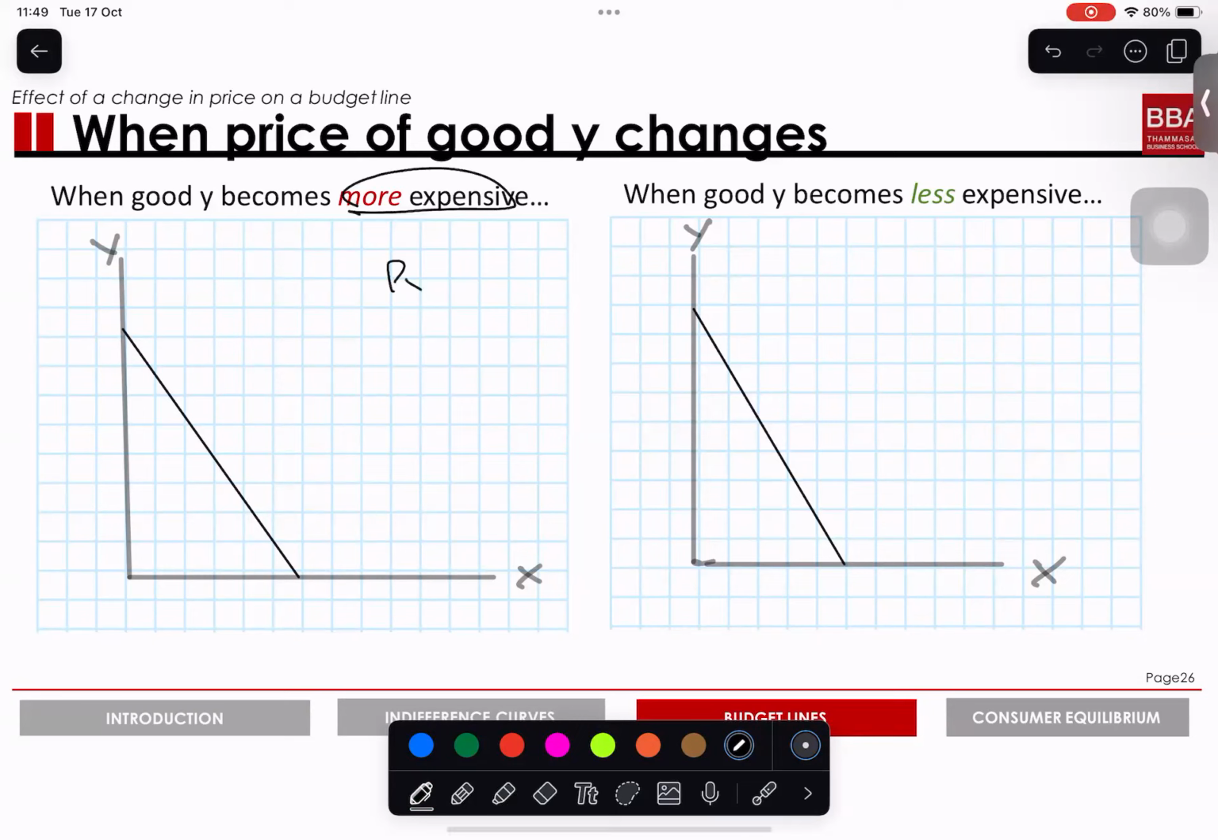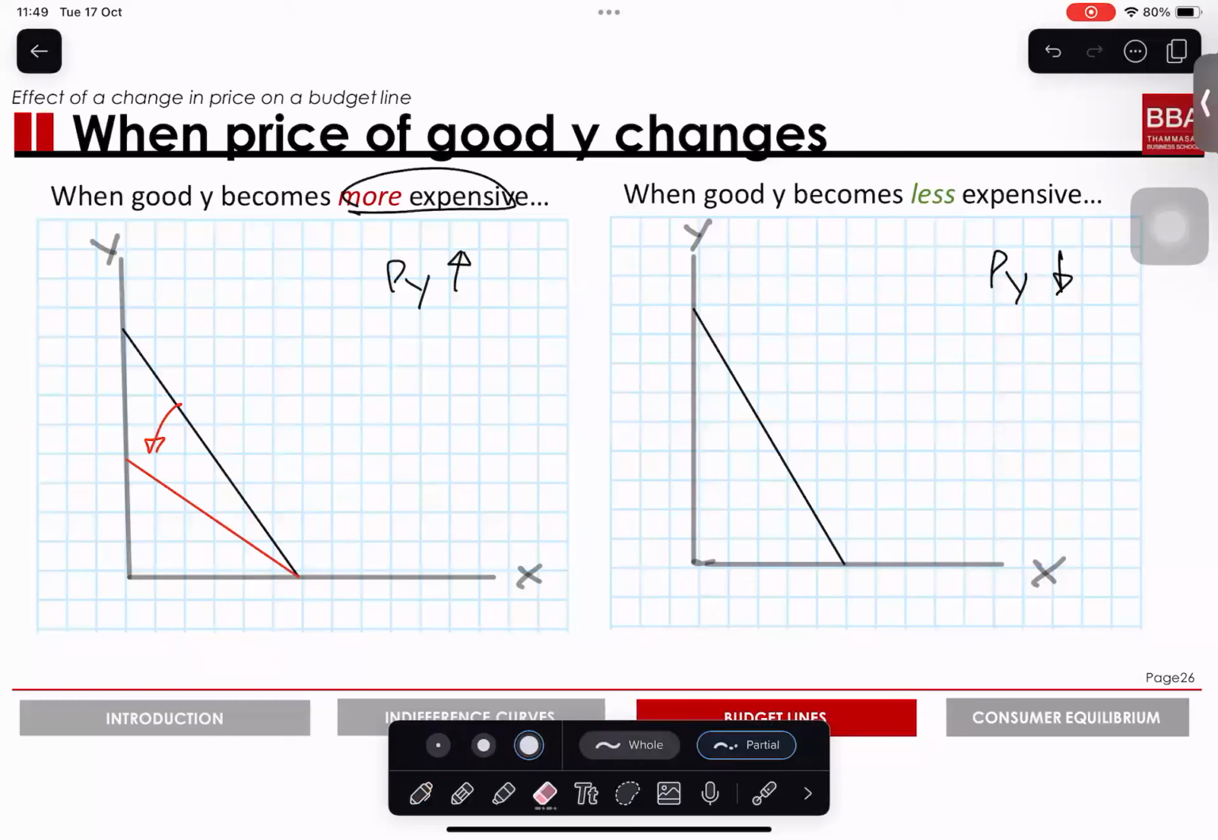This case, PY goes up. This case, PY goes down. Now I think you can predict how the budget line would swing. For the case where Pepsi becomes more expensive, the budget line rotates inward in this manner. You can see that the new intercept on Y suggests that 2,000 baht can now afford less Pepsi. If he wants to spend all on Pepsi alone, he can have fewer cans. The new intercept is inside the old intercept.